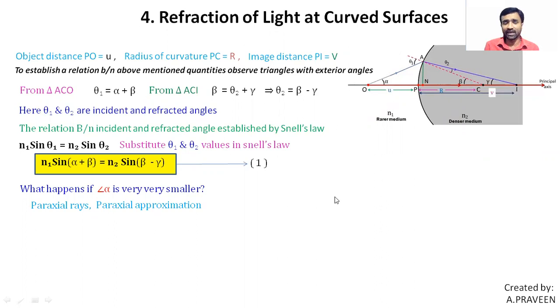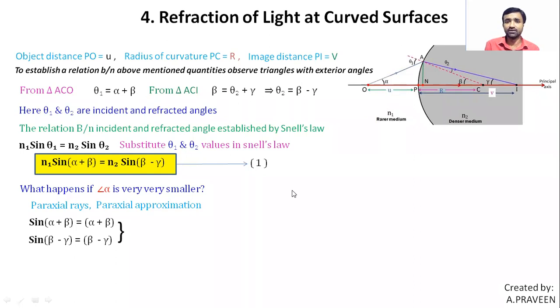So here what we can take, according to paraxial approximation, is that sin of alpha plus beta will be written as alpha plus beta. This is only an approximation. Then beta minus gamma is also small, so sin of beta minus gamma will be written as beta minus gamma. So let us substitute these values in equation 1.